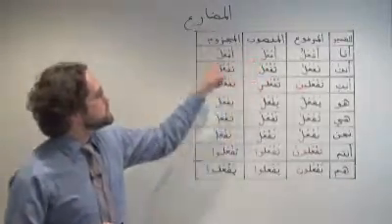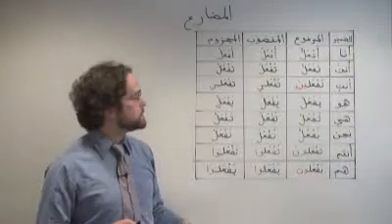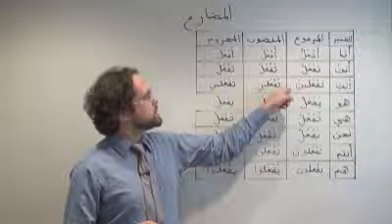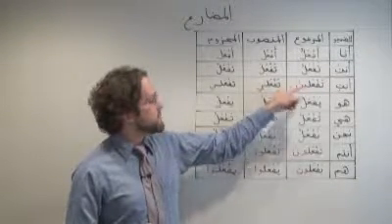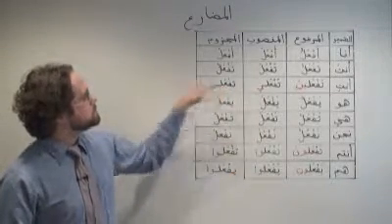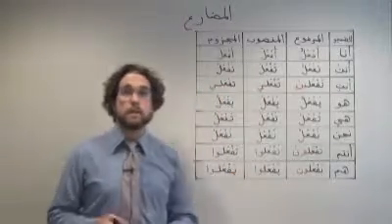Most of them, it's just a difference in the vowel that comes on the end of the verb, and probably the biggest difference is in the conjugations that take a final noon: anti, antum, hum. In the mansub and majzoom, they lose their noon.